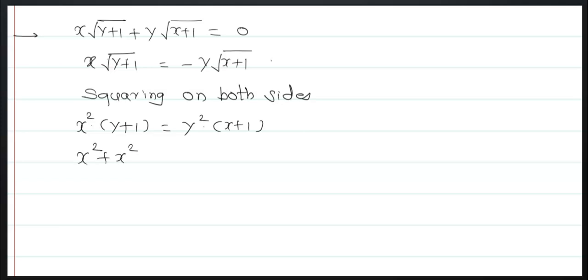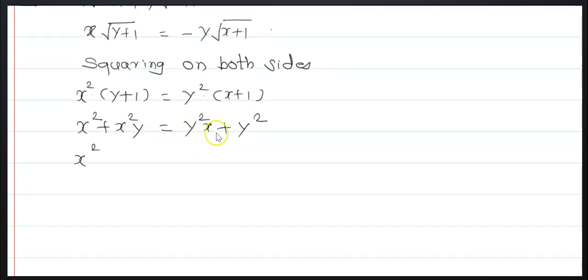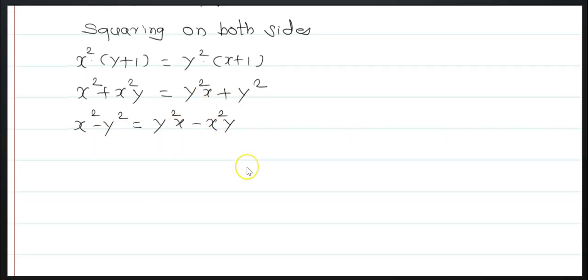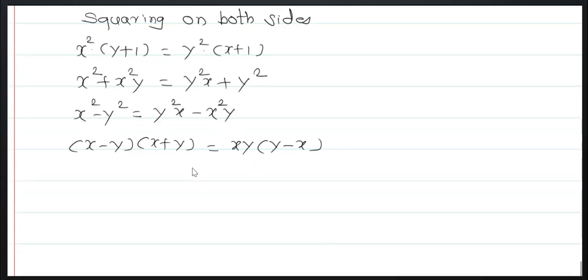That is x squared y plus x squared equals y squared x plus y squared. Collect the terms: x squared minus y squared is equal to y squared x minus x squared y. Now split this up: this is xy (y minus x).